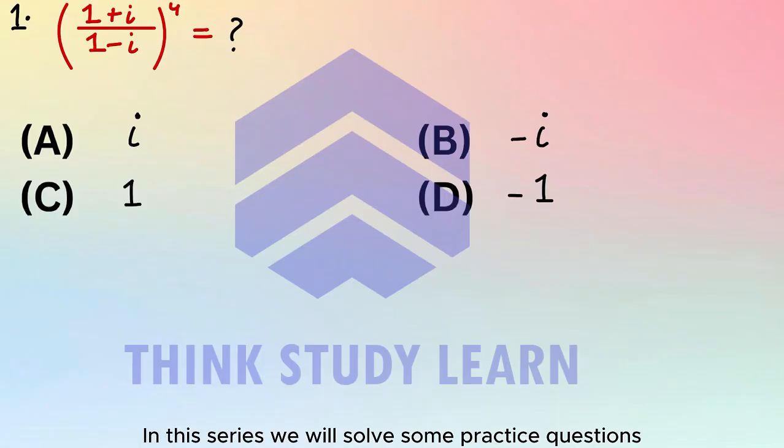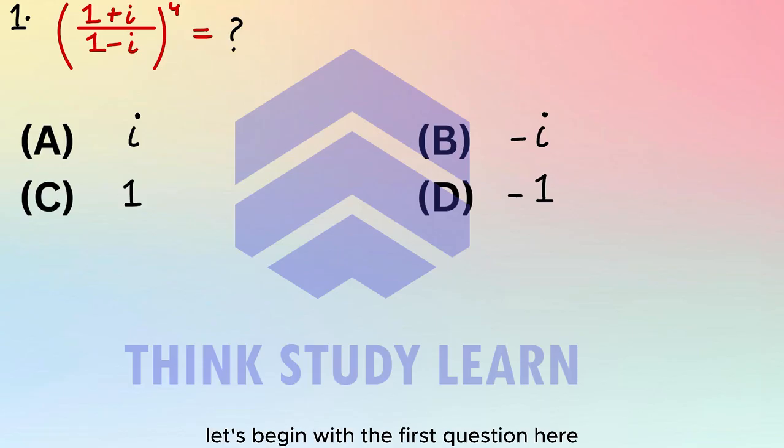In this series, we will solve some practice questions from the entrance test of FAST. Let's begin with the first question here. The first question states (1 plus iota over 1 minus iota) raised to the power 4. We have to simplify this expression.